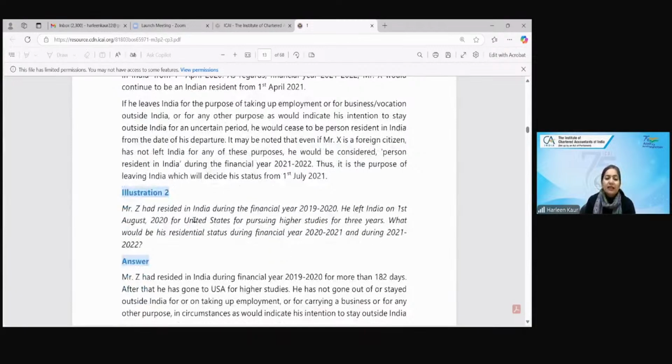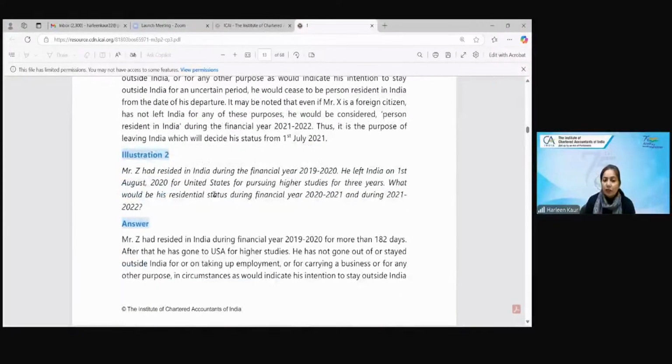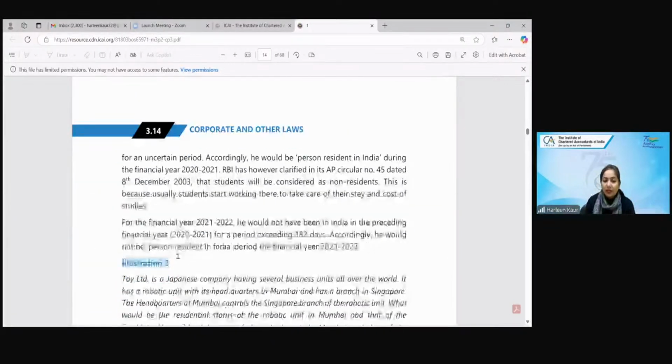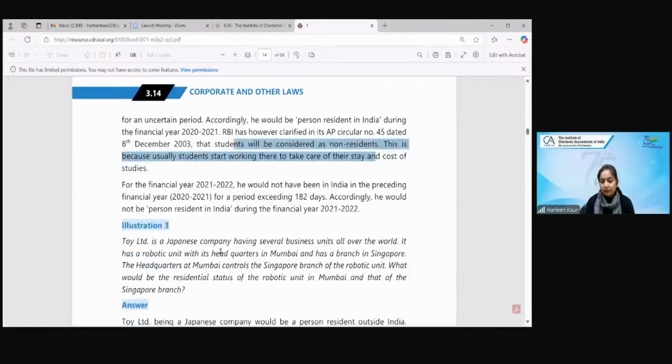Okay. Mr. Z left India on 1st August for the US for higher studies for 3 years. What would be his residential status? Now it is RBI's amendment that has been made over here, which says that students will be considered as non-resident, because students generally start taking care of themselves, their stay and cost of studies. Therefore, if any student is going abroad, this is a very important amendment that RBI came out with on 8 December 2003: if any child is going for studying abroad, even if he has not stayed in India for more than 182 days, he will not be considered as a person resident in India.